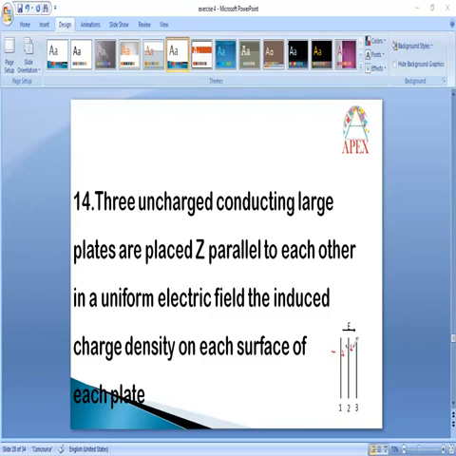Now, for each plate, the electric field due to one surface is sigma by epsilon naught. And finally, they are asking us to calculate sigma only. Electric field E is equal to sigma by epsilon naught, but here sigma you have to calculate. Sigma is nothing but epsilon naught into E. For the left side of each plate, it will be minus epsilon naught E. And for the right side of each plate, it will be plus epsilon naught E. So that is the answer for charge density on each plate and each side of the plate.